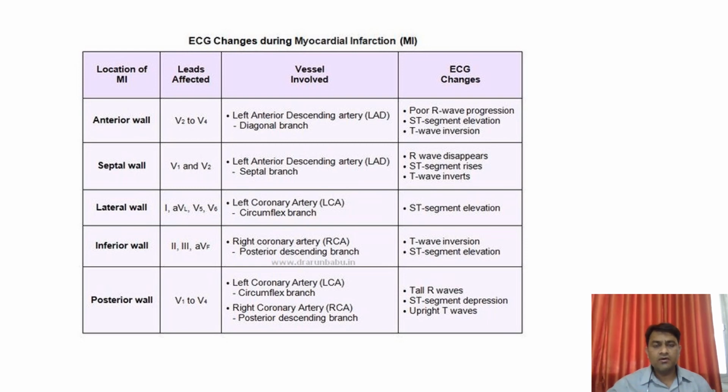If you have anterior MI, you can have septal myocardial infarction. This is V1 and V2, with the left anterior descending artery, septal branch. The R wave disappears, the ST segment rises, and the T wave inverts. So you see there is ST segment elevation and T wave inversion.